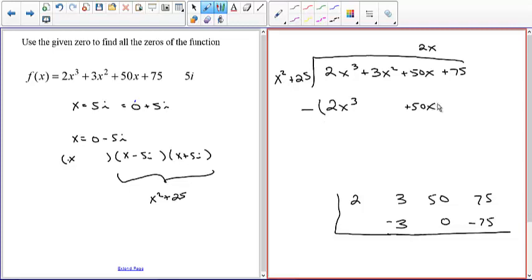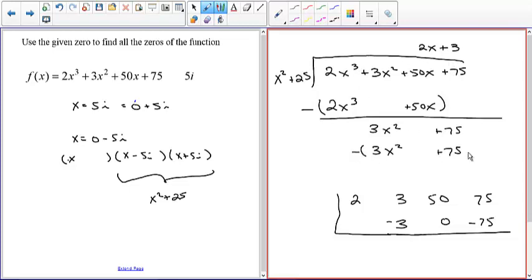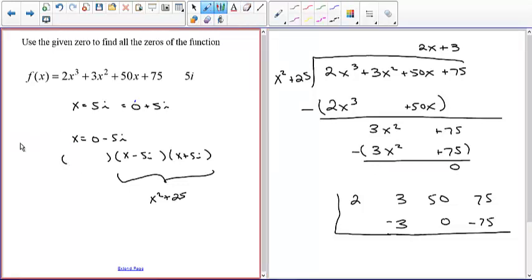Okay, then you subtract these. So this goes to 0, that goes to 0. You're left with 3x squared plus 75. Now the question is, what do I multiply x squared by to get 3x squared? Well, the answer is 3. 3 times x squared is 3x squared. 3 times 25 is 75. Subtract those, I get 0. So my additional factor here is 2x plus 3.